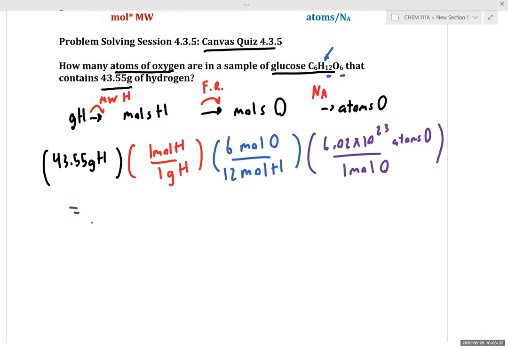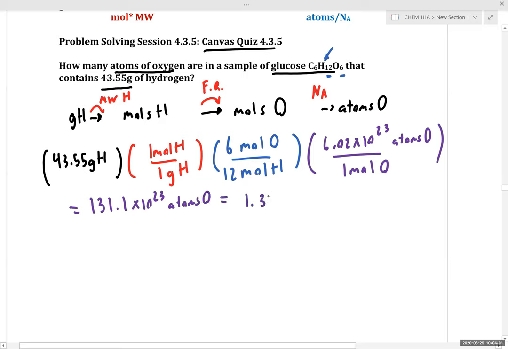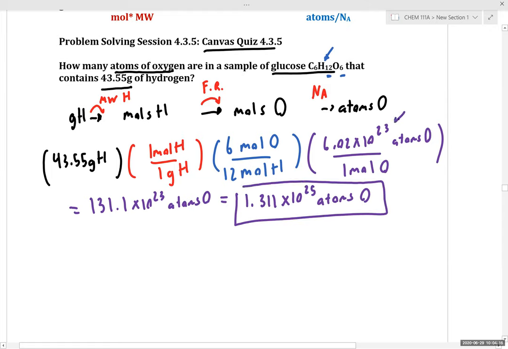So we have 43.55 divided by 1, divided by 2, times 6.02 times 10 to the 23rd, which gives us 131.1 times 10 to the 23rd atoms of oxygen, that we rewrite as 1.311 times 10 to the 25th atoms of oxygen. There we go, 4 sig figs, because our input has 4 sig figs and Avogadro's number is an exact number.